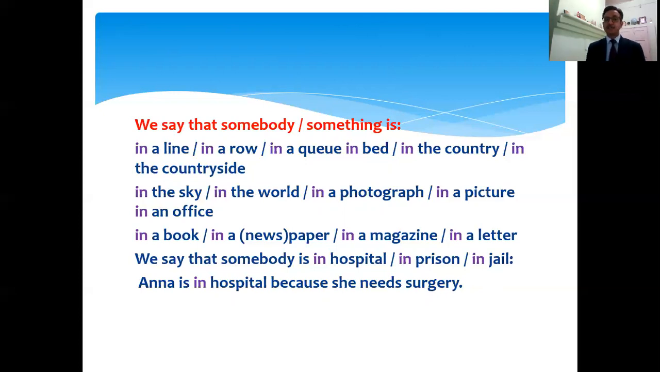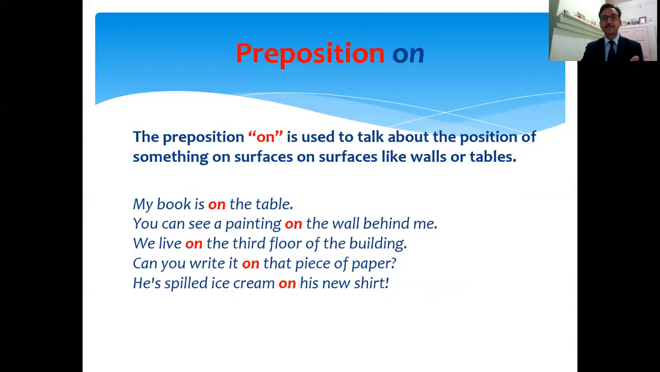Anna is in hospital because she needs surgery. Fine. So because she needs surgery, she's in the hospital. So there is the use of in defined carefully. Now we move to the next preposition, on.